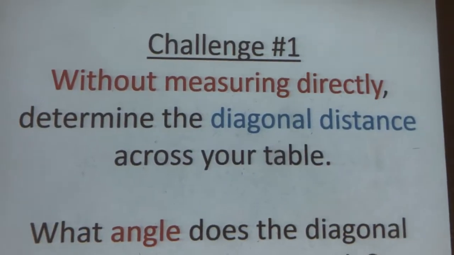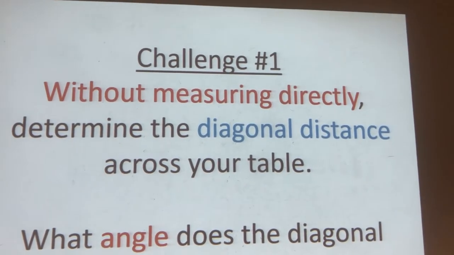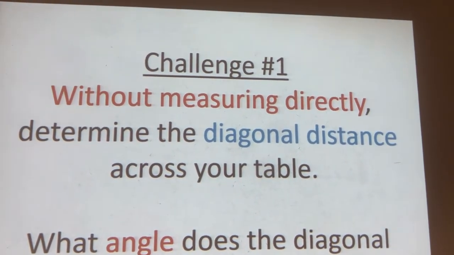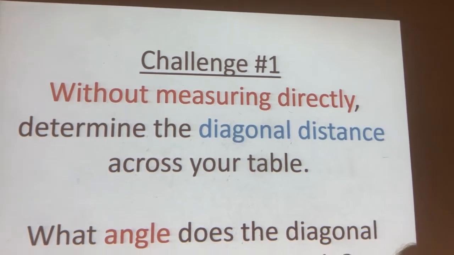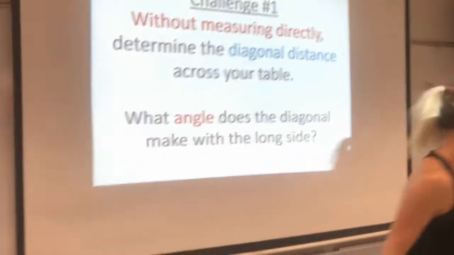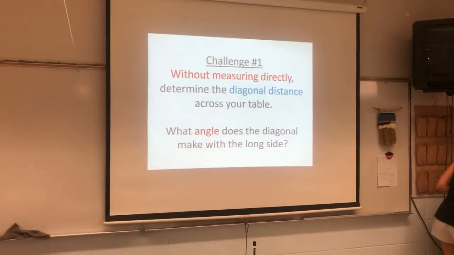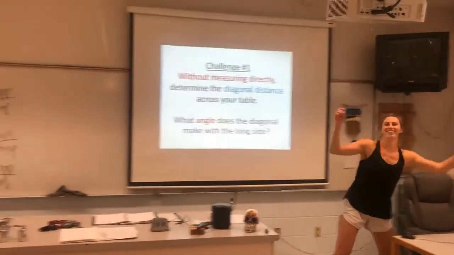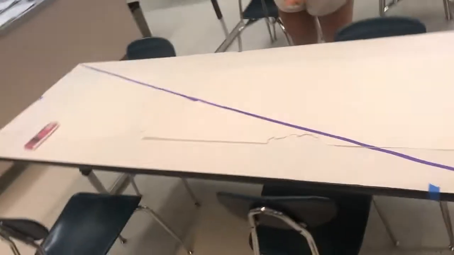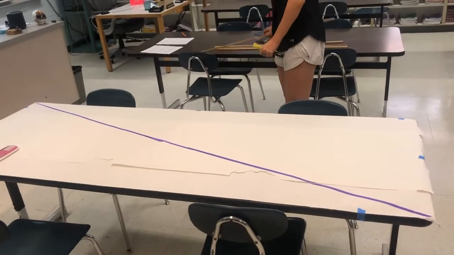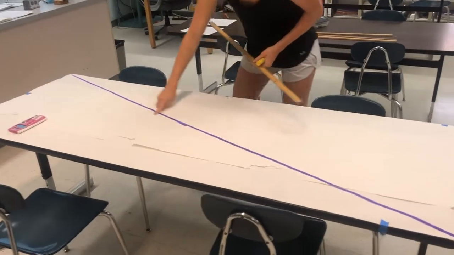All right, so challenge number 1. Without measuring directly, determine the diagonal distance across your table. Ms. Moore, how do we do this? What does this look like? Go ahead and grab one of my markers over here. Okay, so here is our table. And we want to know, without using our meter sticks to measure directly, what this length right here is. So, how do we do this?